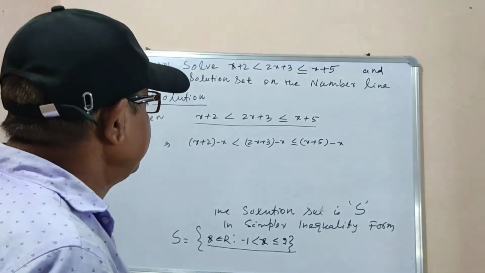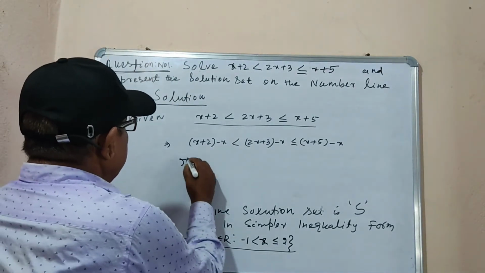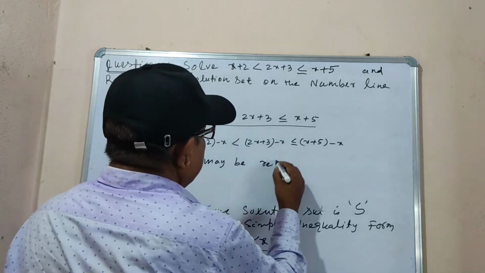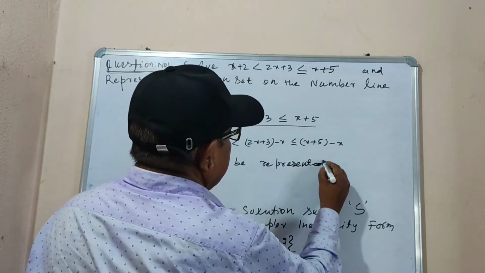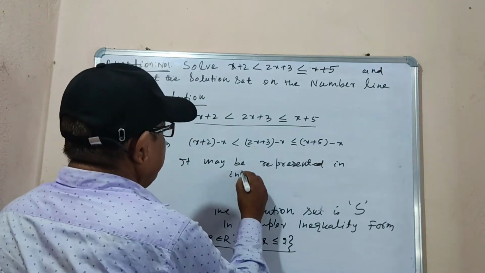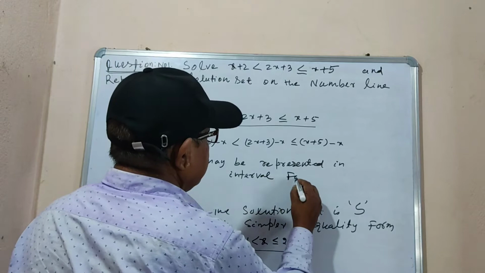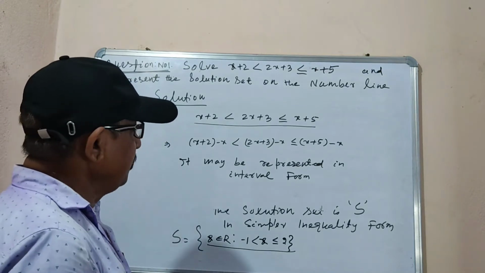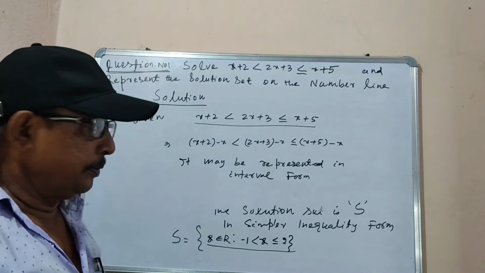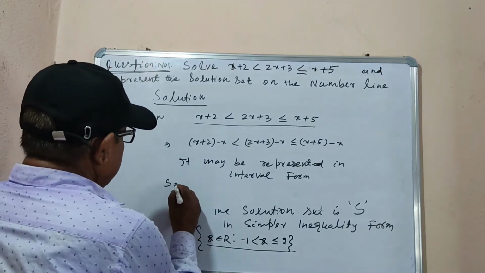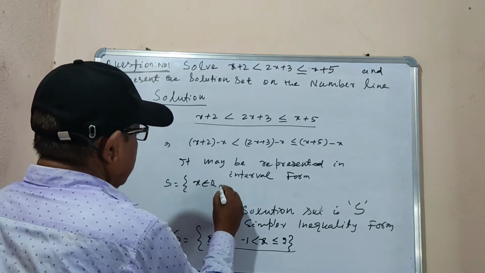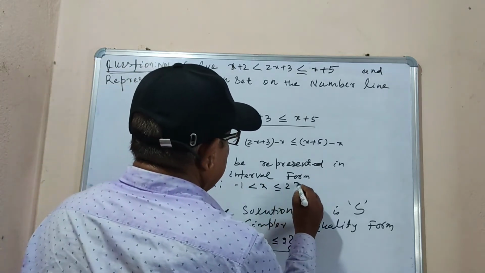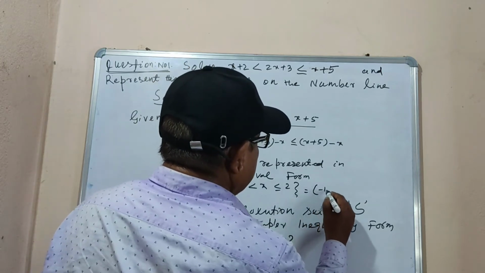Or it may be represented in interval form. That is, the solution which is expressed in a simpler inequality form may be represented in interval form. That is, S is equal to x belongs to R such that minus 1 less than x less than or equal to 2, may be written like this: minus 1, 2.